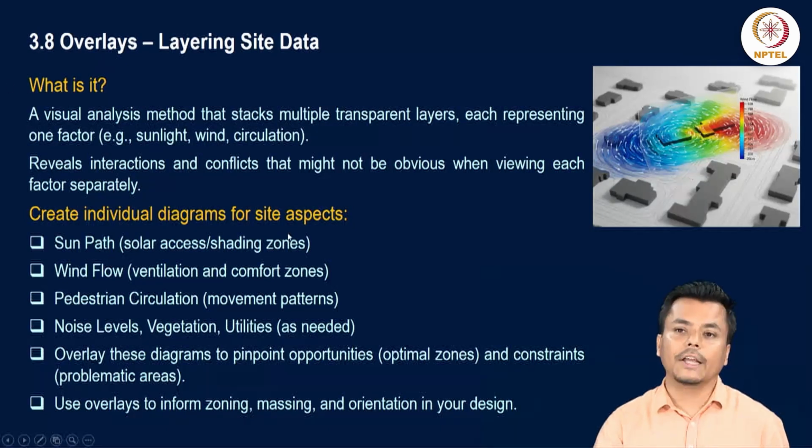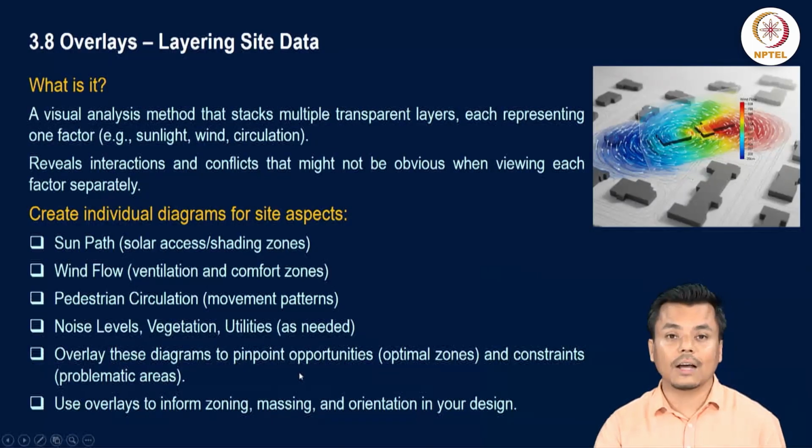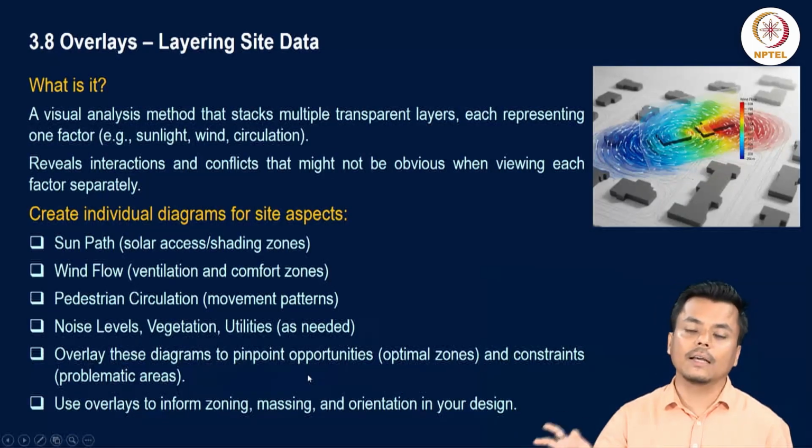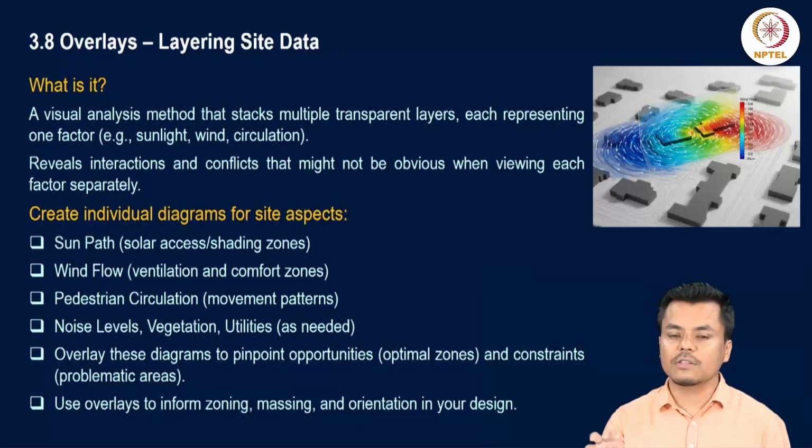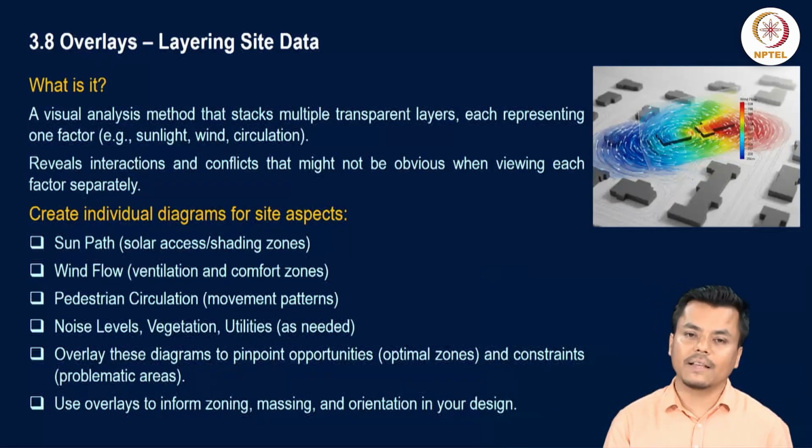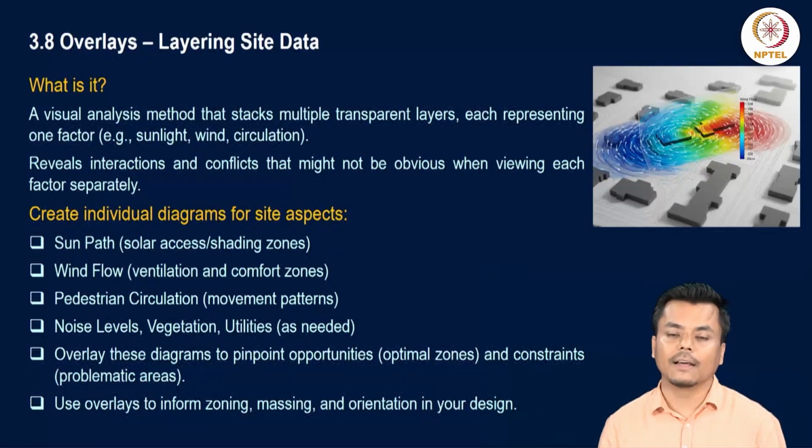So create individual diagrams for site aspects such as sun path, wind flow, pedestrian, noise levels, vegetation, utilities. Overlay these diagrams to pinpoint opportunities. That is how you will be able to identify the locations or the areas within the site as per the needs. So based on the different requirements, how can these requirements be placed in your site, you will be able to decide after you do the overlay analysis.